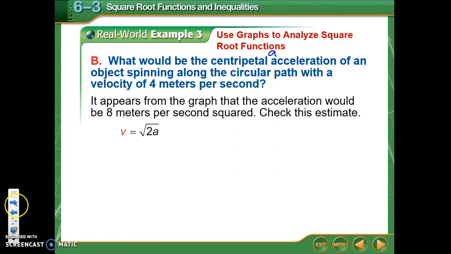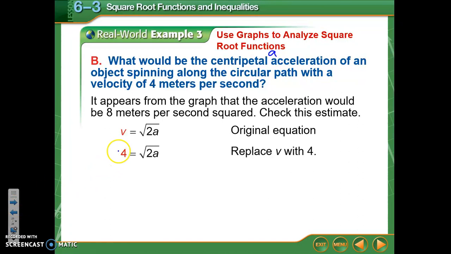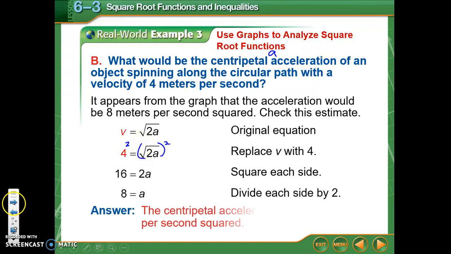But we are going to check our estimate by plugging in. So I plug in 4 for the velocity. I square both sides. And I get 16 equals 2a and 8 equals a. So the acceleration looks to be 8 meters per second squared. We got those units from the original problem.